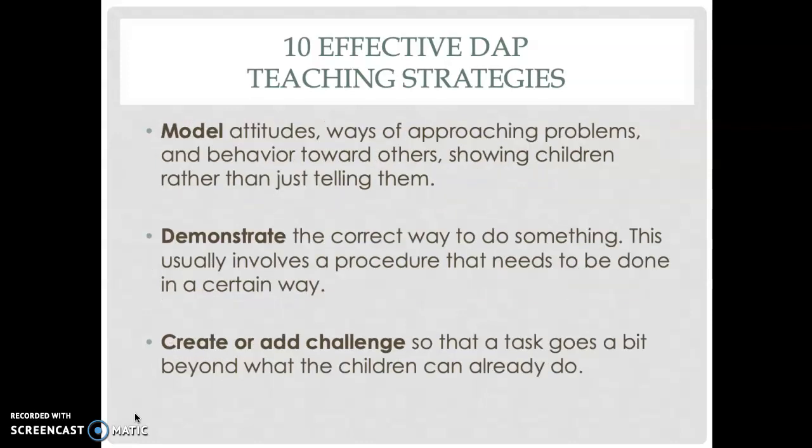Model attitudes, ways of approaching problems and behavior towards others, showing children rather than just telling them. So for modeling, we model all sorts of pro-social behavior for children. One thing that is very important for adults to do is to model apologies. I think this is critically important in my personal opinion.